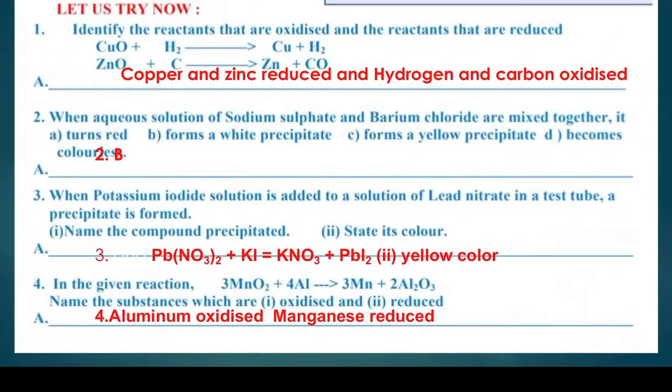Then the main question answers. First, identify the reactants that are oxidized and reduced. You can easily see copper and zinc. Oxygen is removed from those, so these are reduced. Hydrogen and carbon are getting oxygen, so they are oxidized.